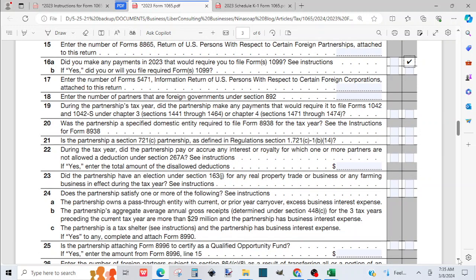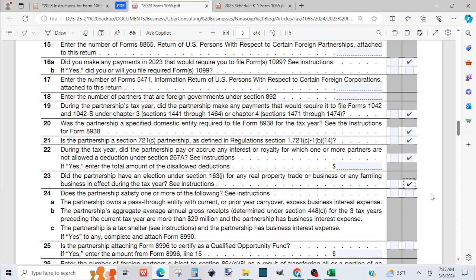During the partnership tax year, did the partner make any payment that will require filing 1042? No. Was the partnership a specified domestic entity required to file a 8938? No. Is the partnership a section 721? No. During the tax year, did the partnership pay or accrue any interest or royalty for which one or more partners are not allowed a deduction? No. Did the partnership have an election under 163? No. But again, if you do, you want to read the instructions.